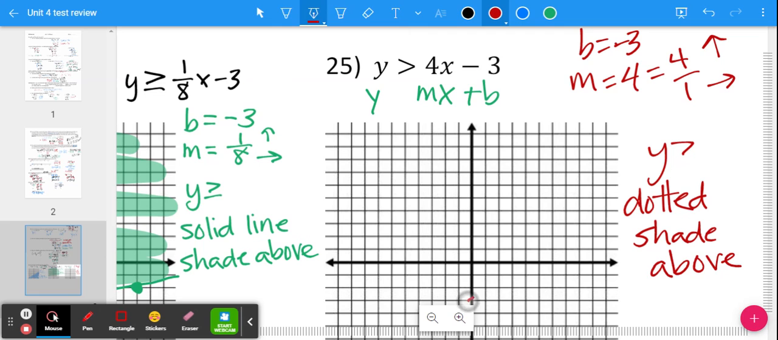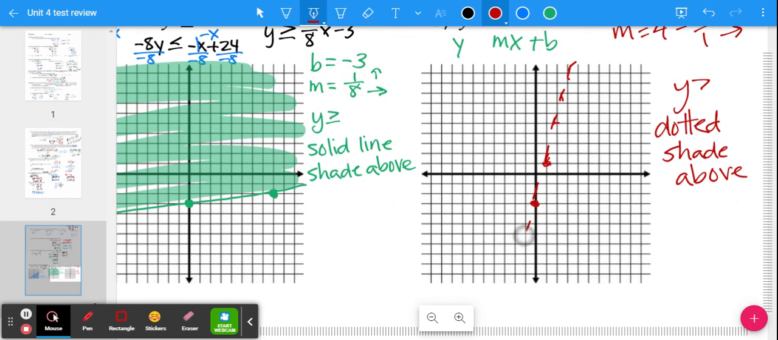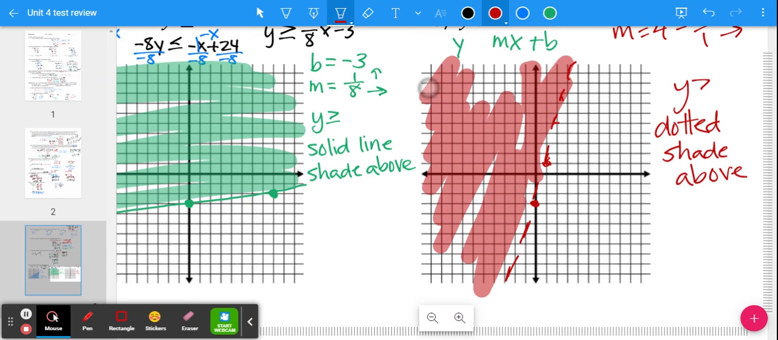So I'm going to begin at my -3. I'm going to move by going up 4 and to the right 1. I know this is going to be a dotted line. And I know I'm going to shade above it. So I typically start at my y-intercept and notice those are the y values that are greater, so I know which region of the graph to shade.